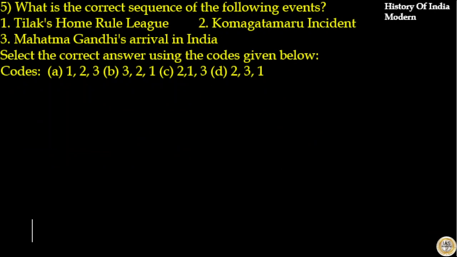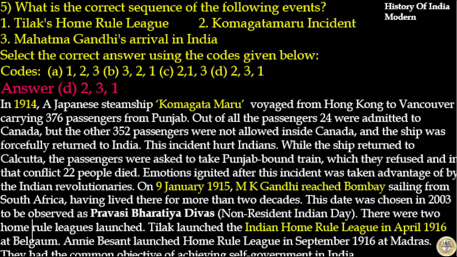What is the correct sequence of the following events? Options are Tilak's Home Rule League, Komagata Maru Incident, Mahatma Gandhi's arrival in India. Select the correct answer using the codes given below. Here the answer to this question is option D, 231. That is Komagata Maru Incident 1914, Mahatma Gandhi's arrival in India 1915, Tilak's Home Rule League in 1916.